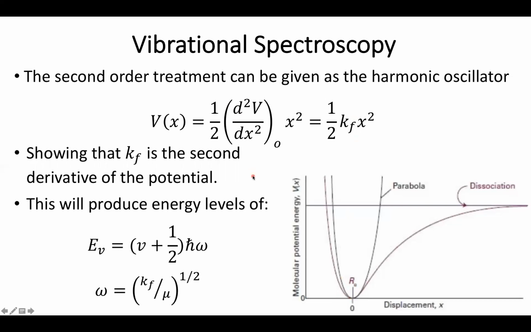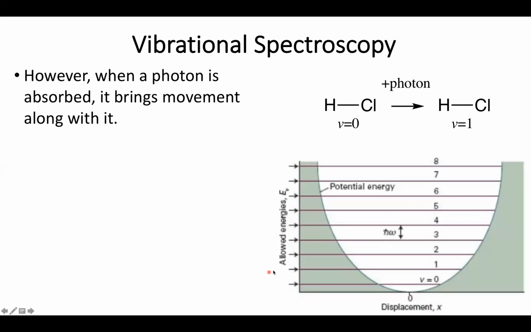And as we addressed previously, this is going to produce energy levels of the vibrational quantum number plus 1/2 times h bar omega, where again, omega here is the vibrational frequency, which is going to depend on our force constant, our second derivative, and the reduced mass of the system. However, this just focuses on the structure of the system itself, as well as the energy levels. Now we're going to focus a little bit more on energy separation, because we want to know what photons we can absorb.